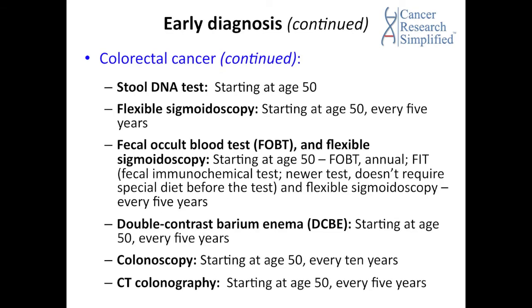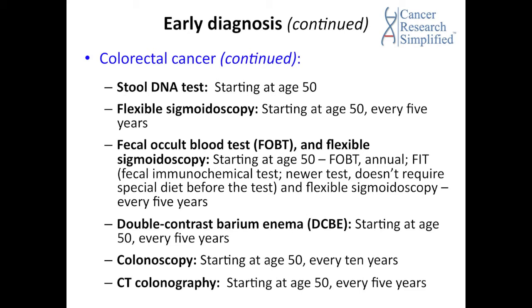When we look at the recommended screening tests in regards to when to begin and how frequently it should be performed, for the stool DNA test, it is recommended to do this screening test starting at age 50. For flexible sigmoidoscopy, starting at age 50 for every 5 years. Generally, it is recommended to do a fecal occult blood test, FOBT, and flexible sigmoidoscopy together rather than either one alone. So for FOBT, it is recommended to get this test starting from age 50.